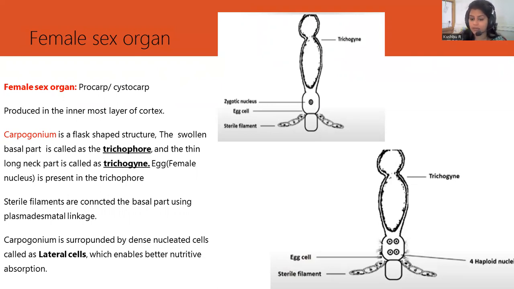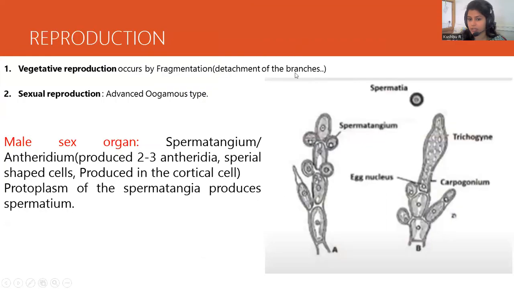The spermatia released from the spermatangium will travel all the way to the female gametophyte using the water current. Chemotactic movement is shown, the spermatium dissolves the layer, penetrates deep inside the carpogonium, and fertilizes the egg nucleus that is there.